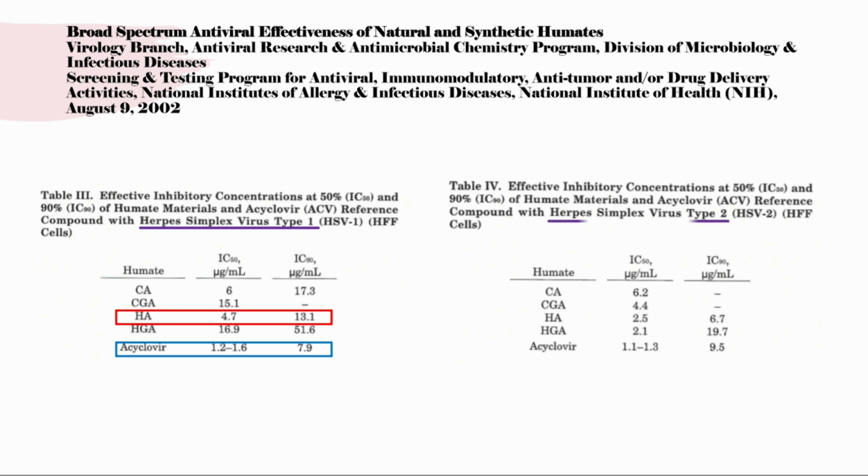If you look at herpes simplex virus type 2 to the right, you see a similar phenomenon with humic acid in the red box and acyclovir in the blue box. But in this case, if you look at the IC90 and you compare humic acid to acyclovir, you see that you need a less amount of humic acid to achieve the IC90 than you do the reference compound acyclovir.